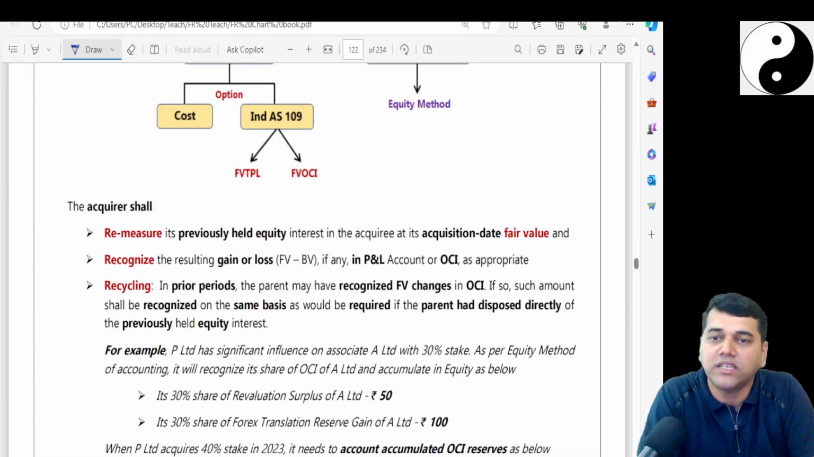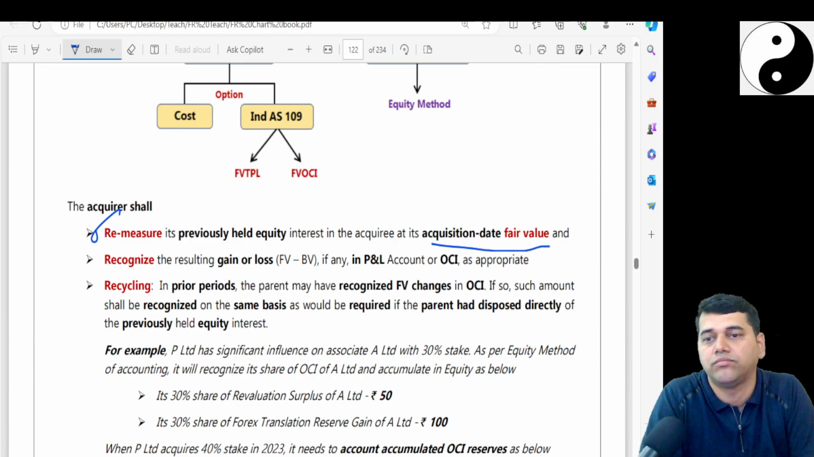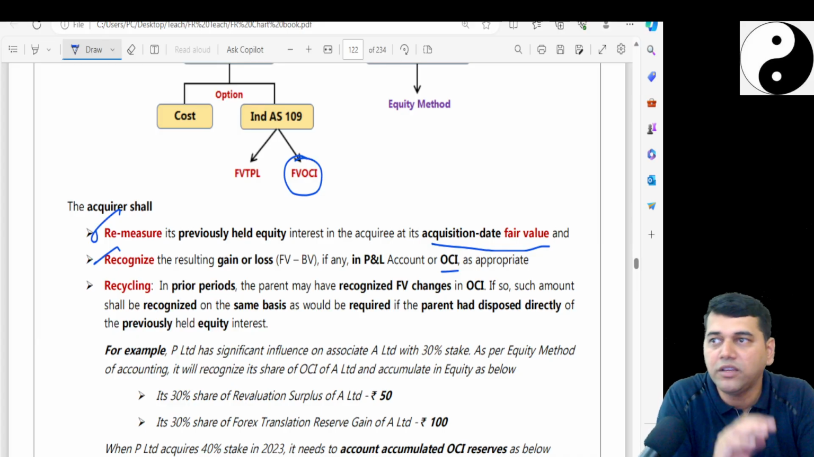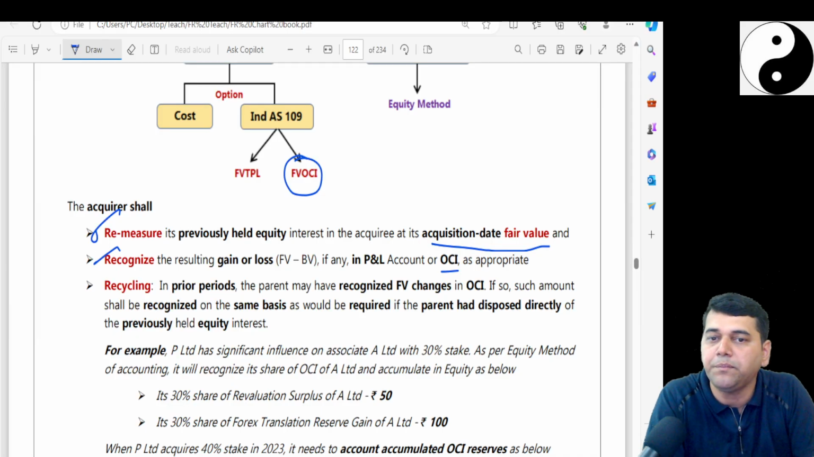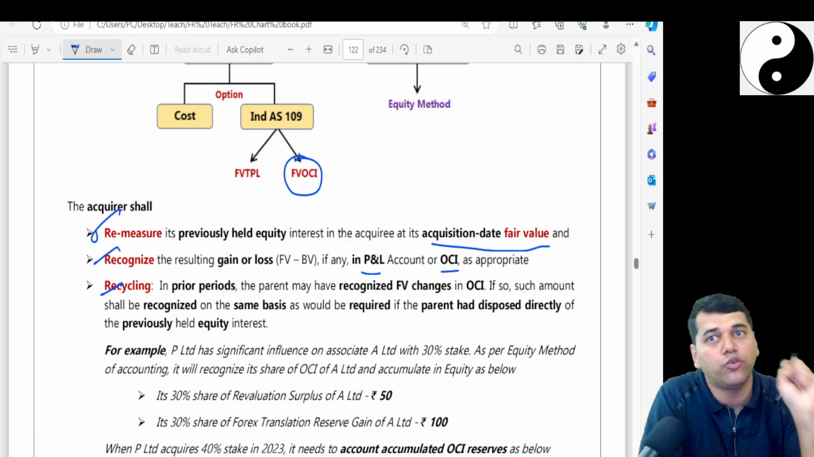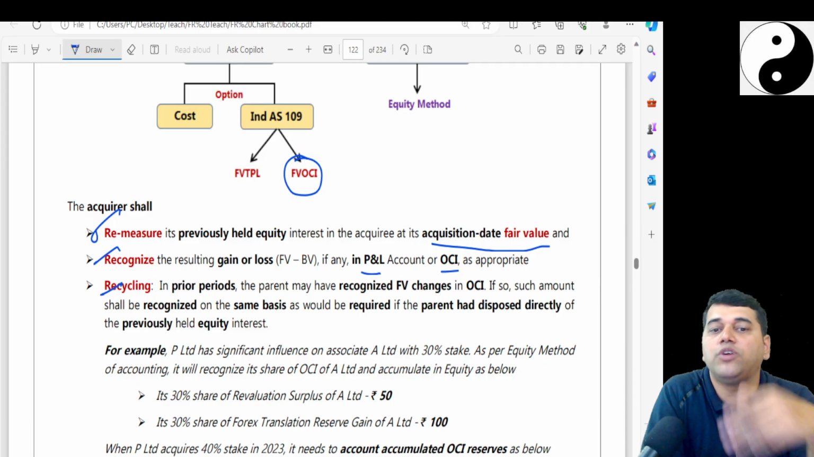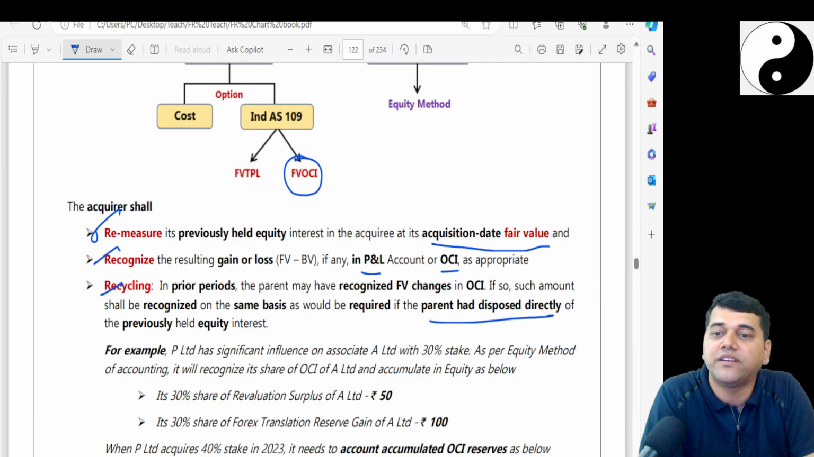The acquirer shall remeasure previously held equity at the acquisition date fair value and recognize it in P&L or OCI. Why OCI? Because if you were previously holding it at FVOCI, you have to recognize it in OCI. If you were previously treating it as FVTPL, recognize it in P&L. Then do the recycling. That means if you must have taken some share of OCI of the associate, remeasurement, revaluation, you have to treat it as if you have directly disposed of it.